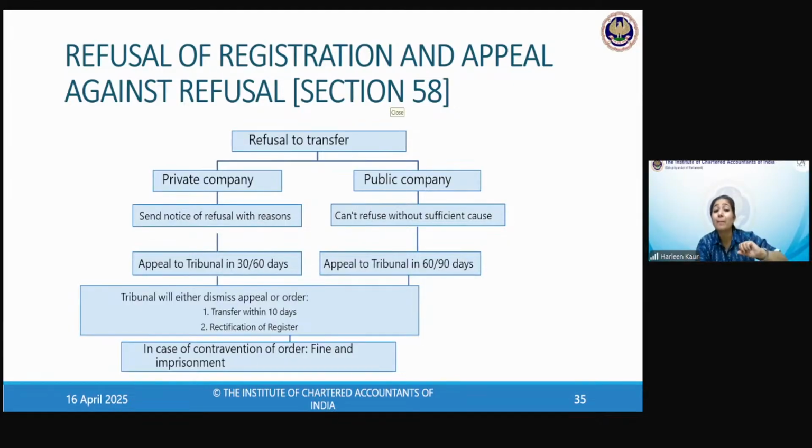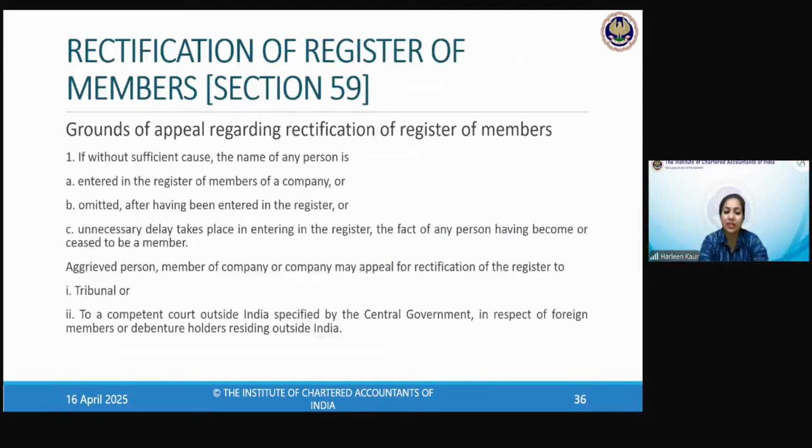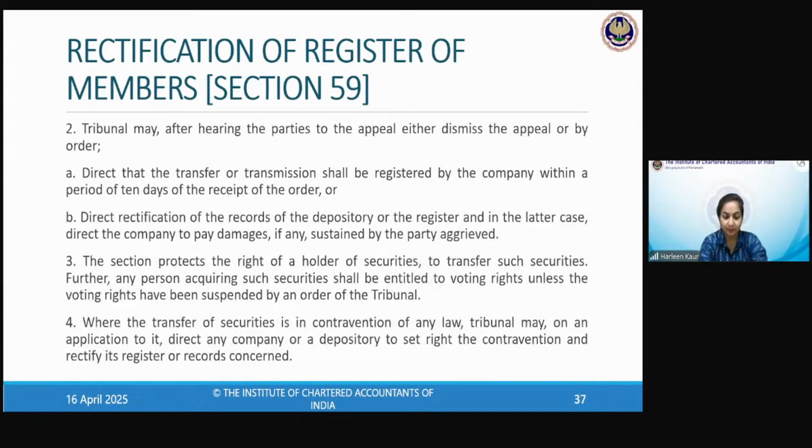Anubhav, you are making the appeal to the tribunal. Refusal is being sent by the company along with the reasons. In case of a public company, you go within 60 days after you have received the notice. If no notice has been received, within 90 days, you will file the application with the tribunal. And tribunal's order in section 58 and 59, we discussed in both the cases, within 10 days, the transfer has to be made as and when the tribunal orders come.